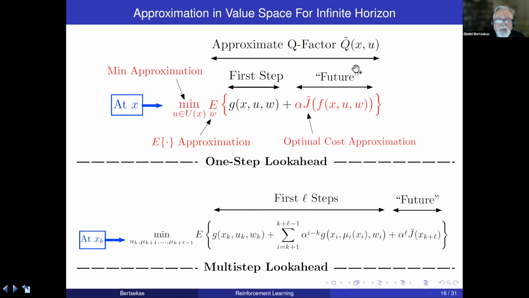This is for one-step look ahead. For multi-step look ahead, L-step look ahead, we solve instead an L stages minimization problem with this terminal cost function approximation. And we apply the first control. We get this uk at the state xk. And then we go to the next stage and so on. So this is very similar to the finite horizon case, except that what we have here is stationary quantities that don't change over time. The state and control spaces are the same over time, and that's about it.